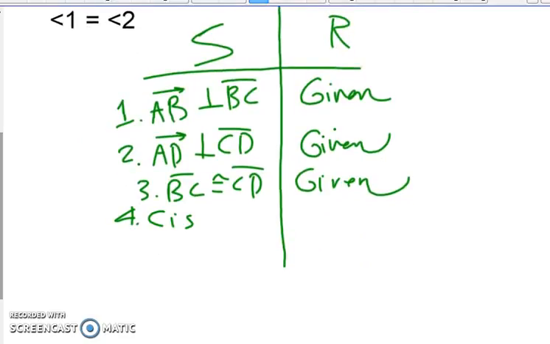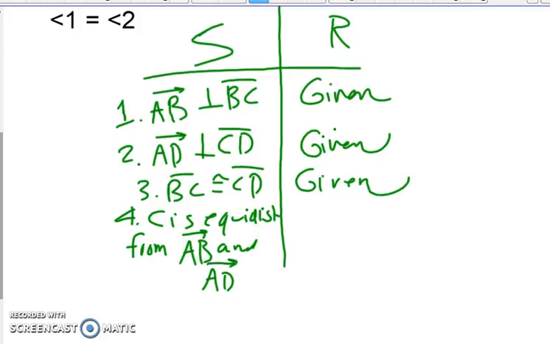So C is equidistant from ray AB and ray AD. Our reason is if congruent segments, then equidistant.